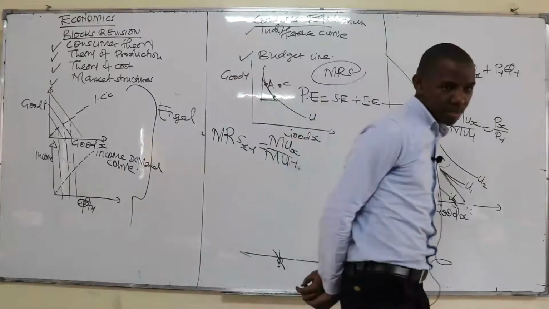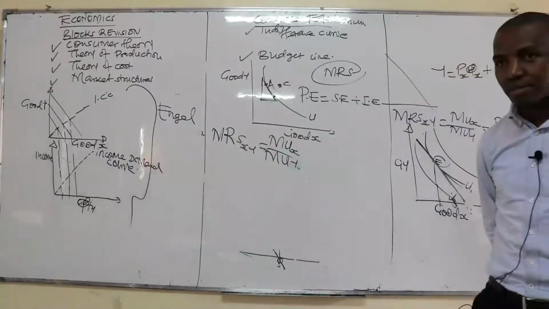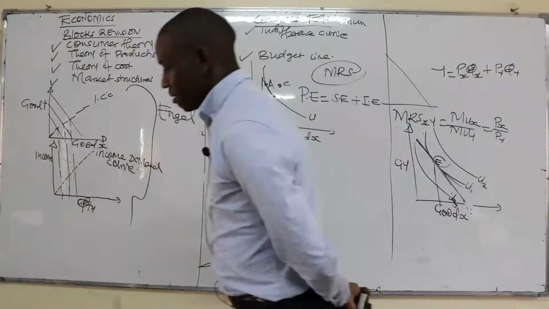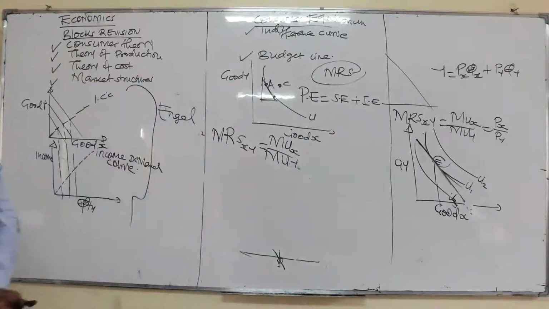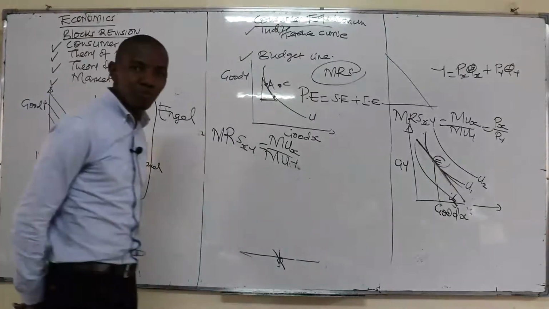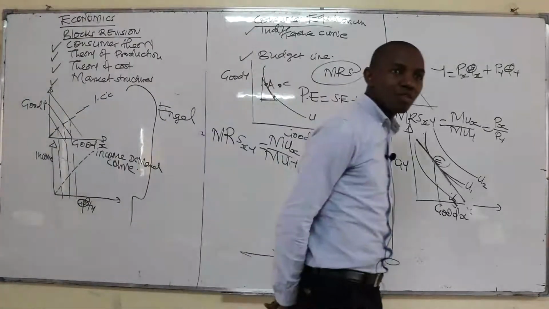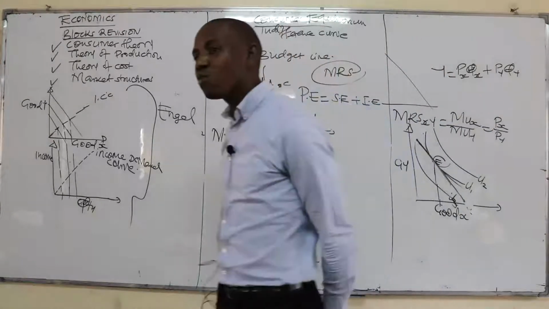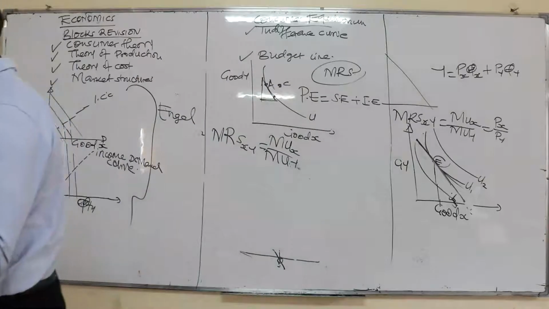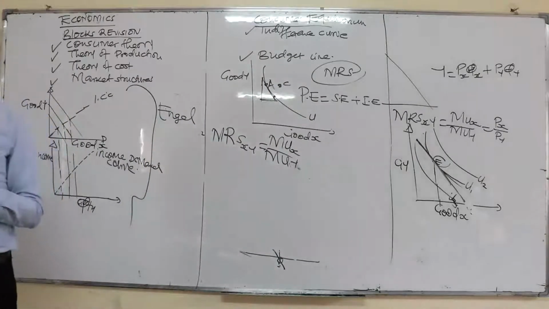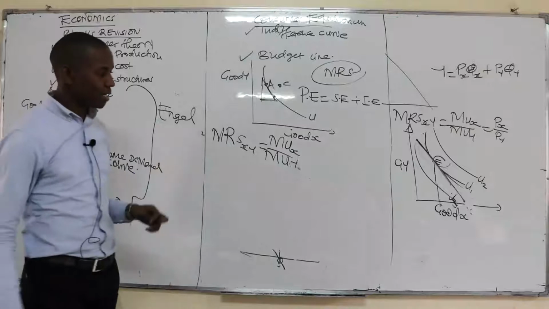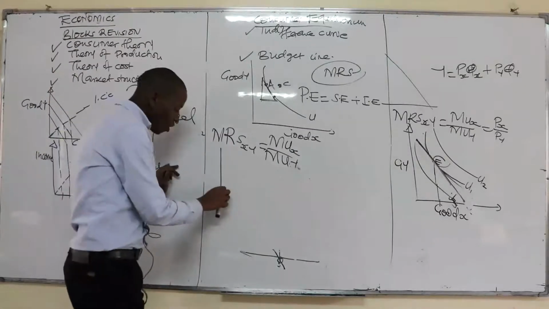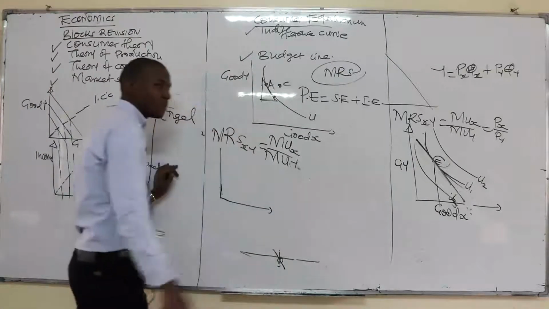Now, the last part you have to understand is the consumer surplus. And what is the consumer surplus? Consumer surplus is the difference between the price that the consumer is willing to pay for a good and the actual price of that good. There is what you are willing to pay, and there is the actual price of that commodity. What customers pay is the price at equilibrium.